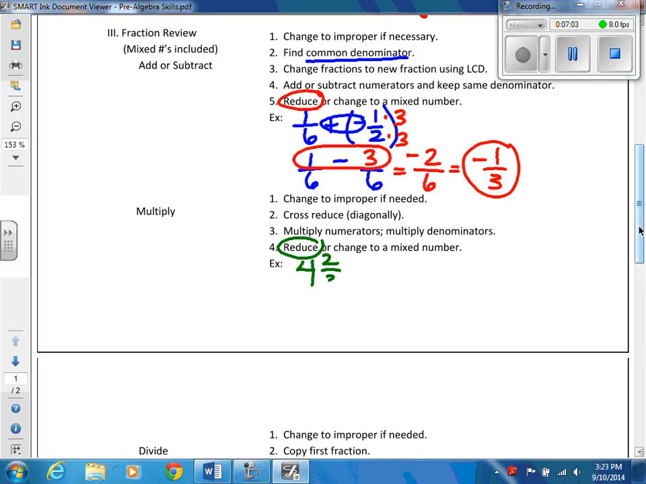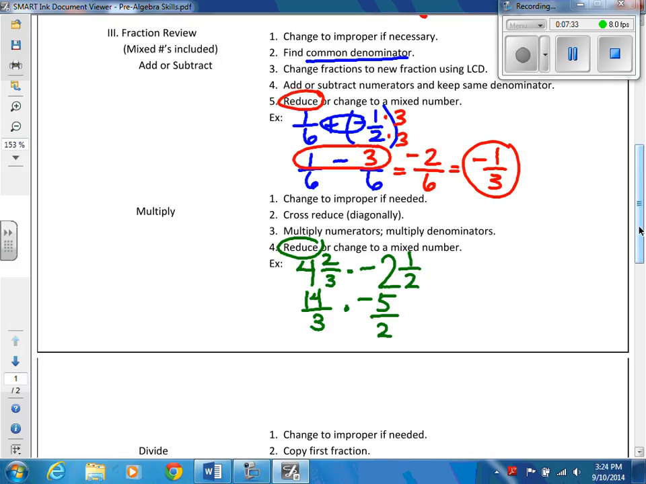4 2/3 times negative 2 1/2. We do have mixed numbers in this example, so the first thing I want to review with you is how to convert to improper. Remember, you take the denominator times the whole number and add the numerator. So 3 times 4 is 12, plus 2 gives you 14 over 3. Times, keep the negative sign, and don't add it into your calculations. So you're going to do 2 times 2 is 4 plus 1, and that gives you 5 over 2, but the negative sign stays with the 5.